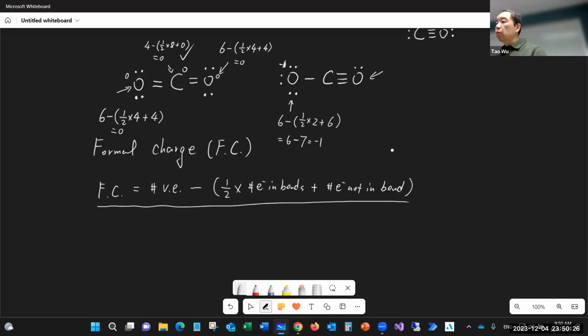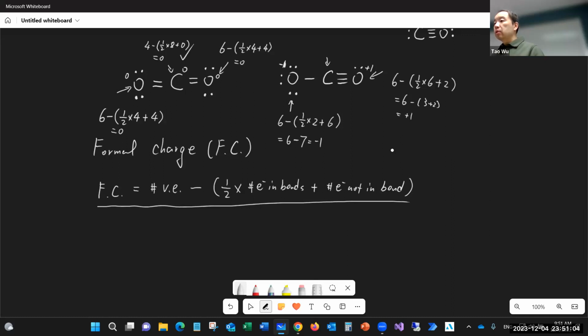And then if you're looking at this one, this is 6 minus 1/2 times the number of electrons in bonds. This oxygen has a triple bond, so that's 6 electrons, times 1/2, plus electrons not in bonds, which is 2. Then you will see this one is 6 minus 3 plus 2, that's 5. That's going to give you a positive 1. So the formal charge for this oxygen is plus 1. This one is negative 1, right? And for the carbon, it's still 0.